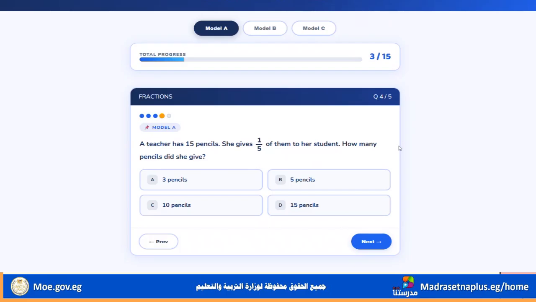So the fifth of 15 means 15 divided by 5. It's easy to get. 15 divided by 5 equals 3. So the teacher gives students 3 pencils. Fifth of 15 equals 3. Why? 15 divided by 5 equals 3. You should know when I ask you for the fraction of a number, you should divide this number by the denominator of the unit fraction.